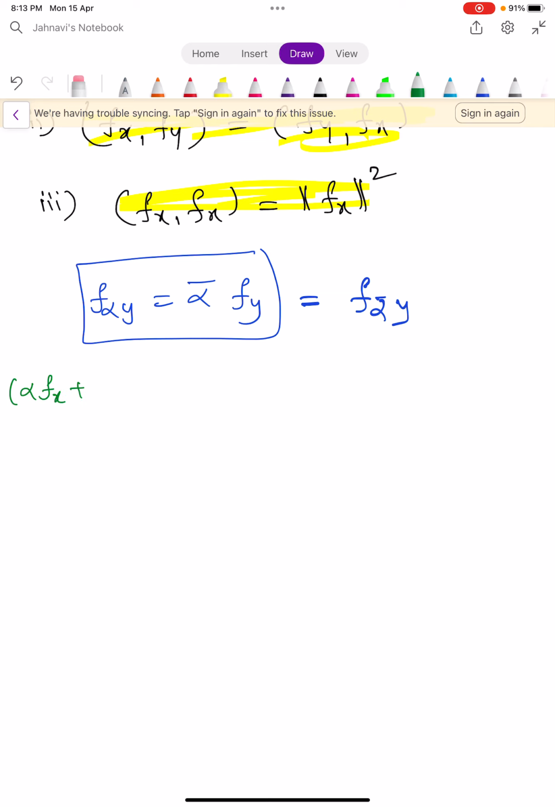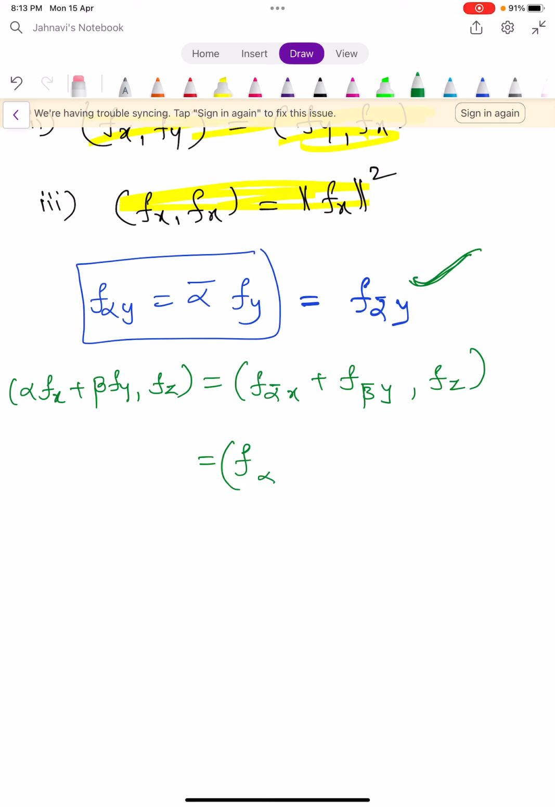Inner product of alpha fx plus beta fy comma fz is equal to, by the definition of this condition, it can be written as f alpha bar x plus f beta bar y comma fz. So it can be written simply as the inner product of f alpha bar x plus beta bar y comma fz. You can split it. It can be written simply as the inner product of z comma alpha bar x plus beta bar y. That is the definition here.